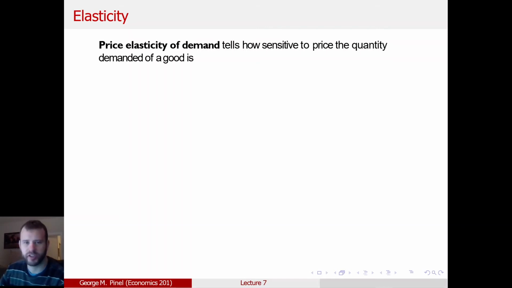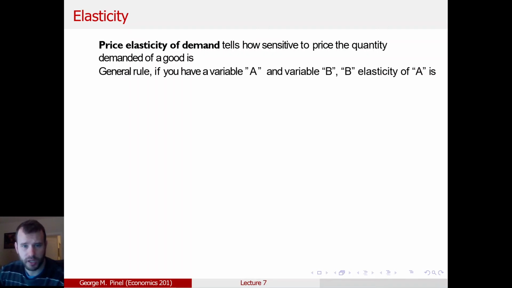Okay, so again, price elasticity of demand tells you how sensitive to price the quantity demanded of a good is. And in general, let's say you have two variables, A and B. The B elasticity of A is given by this general formula. So if B is price and A is quantity demanded, you'd say the price elasticity of demand is given by, and then I'm going to give you the formula. Or if B is income and A is demand, you'd say the income elasticity of demand is given by, and then you can plug in for A and B those words and you'll get the formula. Okay, it's just a general relationship.